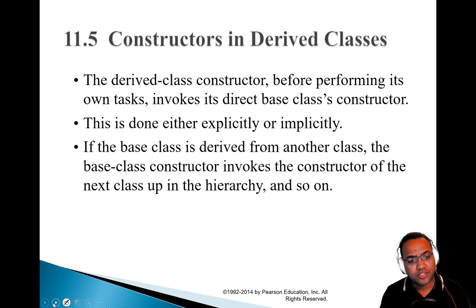A derived class constructor, before performing its own task, invokes its direct base class's constructor. This is done either explicitly, meaning outwardly, or implicitly, meaning naturally or inside. If the base class is derived from another class, the base class constructor invokes the constructor of the next class up in the hierarchy, and so on.